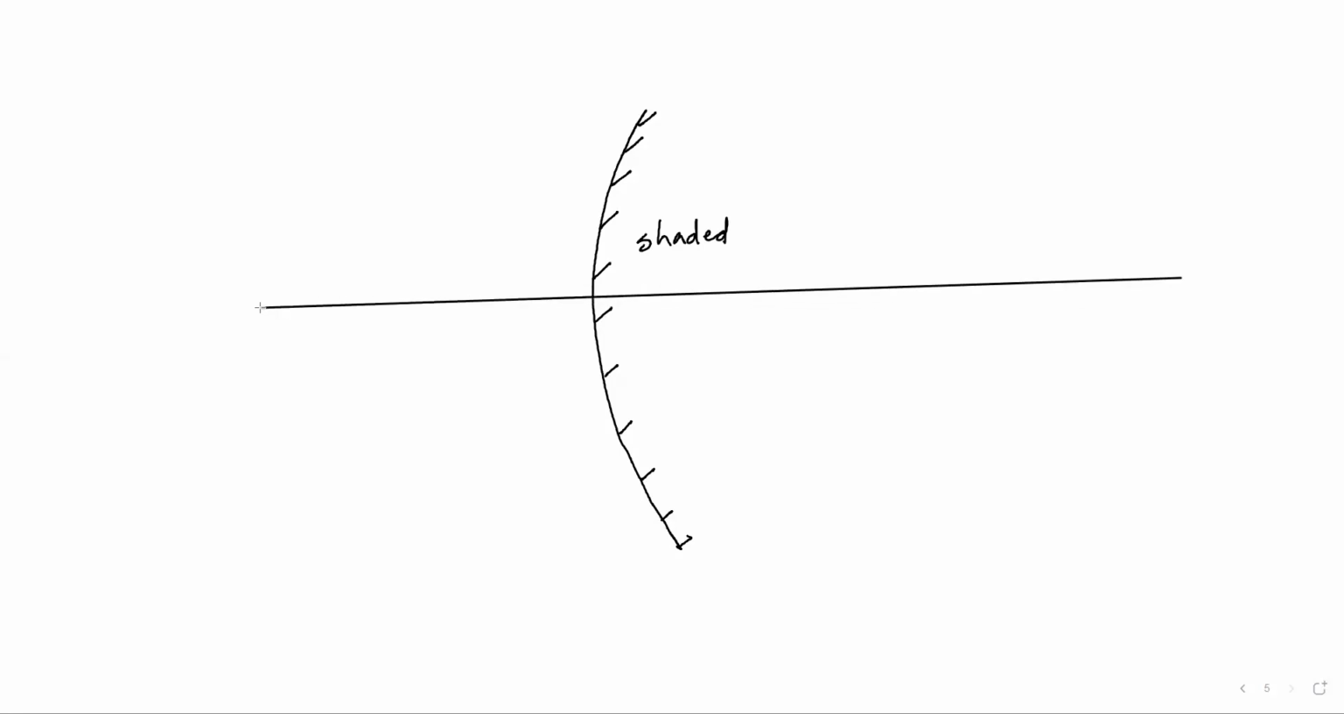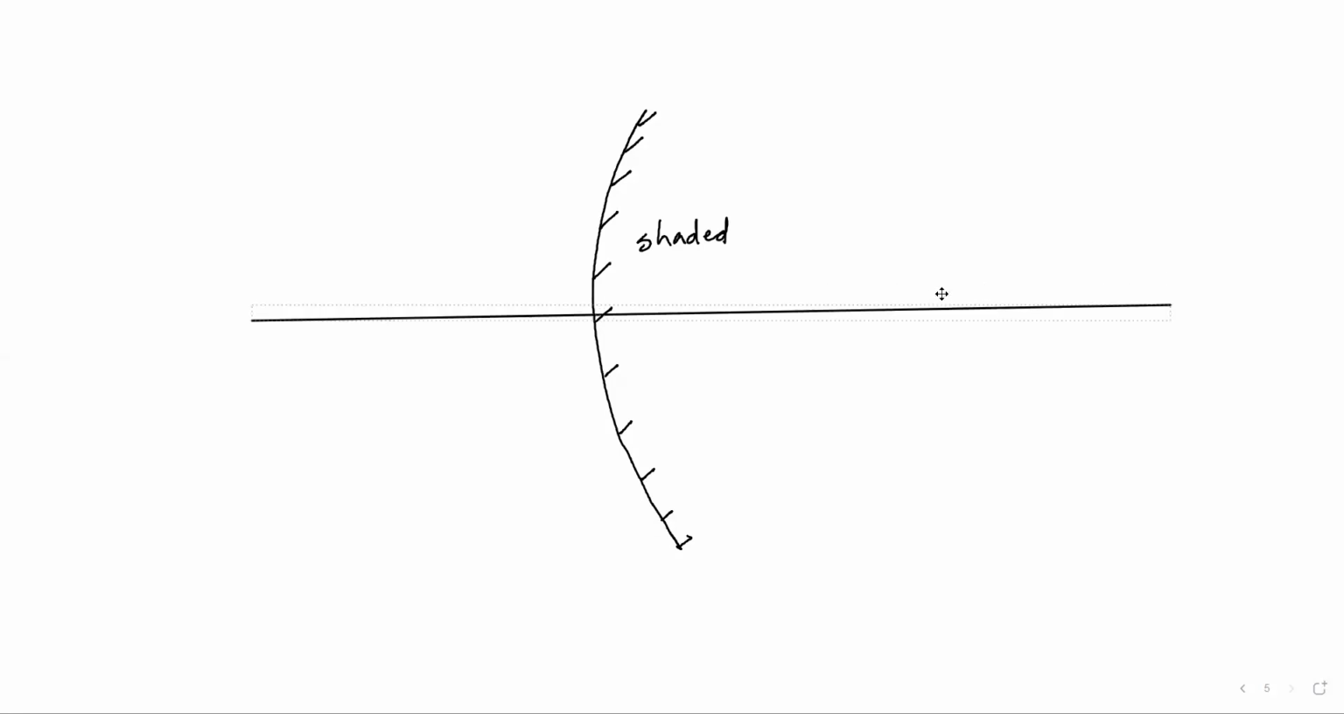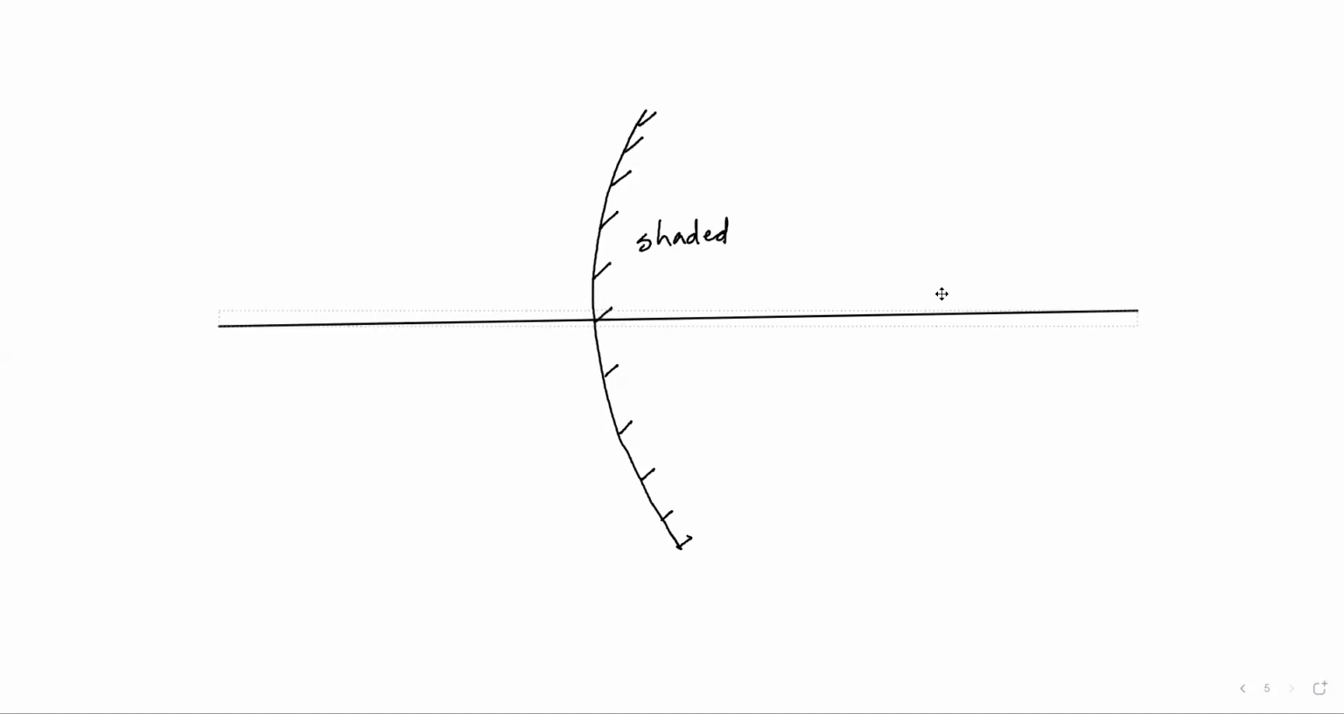Just see that, students, this is the principal axis. All right. This is a case of convex mirror. Let me write here. This is convex mirror. All right. In case of convex mirror, students, the focus is on this side and C will be also on this side.